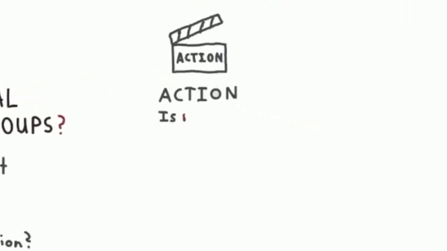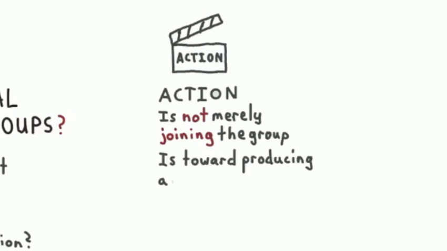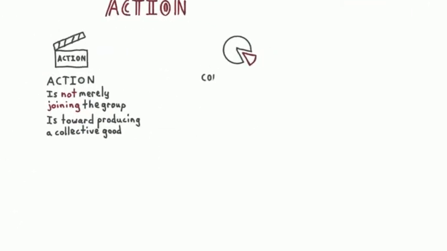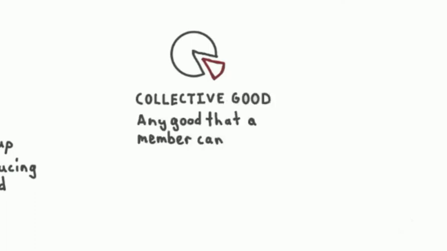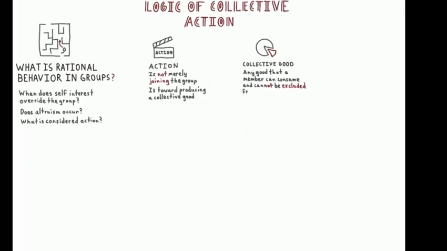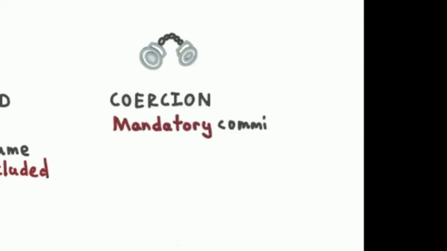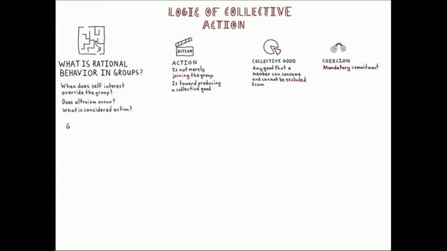Action is a behavior directed towards producing a collective good. It is not merely joining a group. A collective good is a resource that a member of a group can always consume. That is to say, no member can be excluded from a collective good. Coercion is the forcing of an action or the forcing of a commitment onto a member.